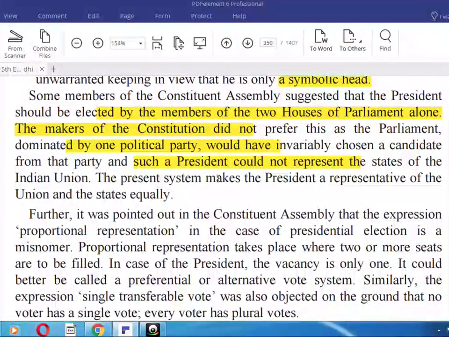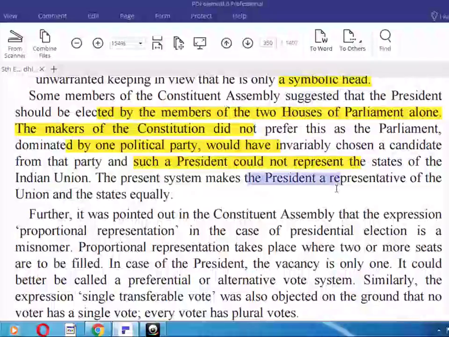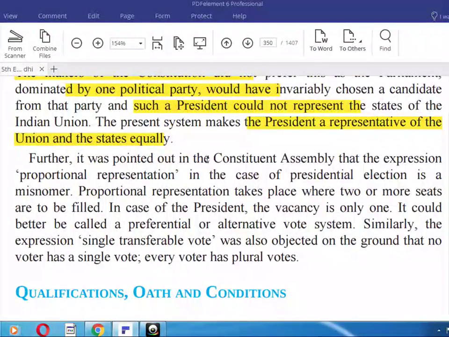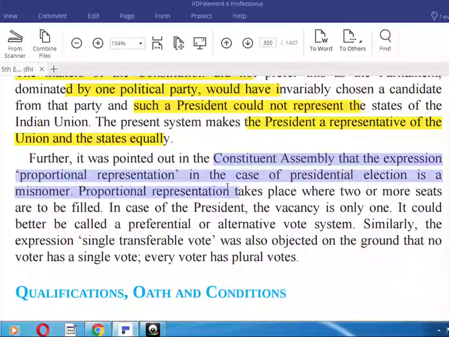The present system makes the President the representative of the Union and the states equally. Further, it was pointed out in the Constituent Assembly that the expression proportional representation, in the case of the presidential election, is a misnomer.